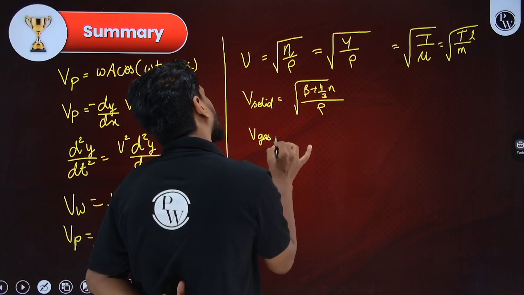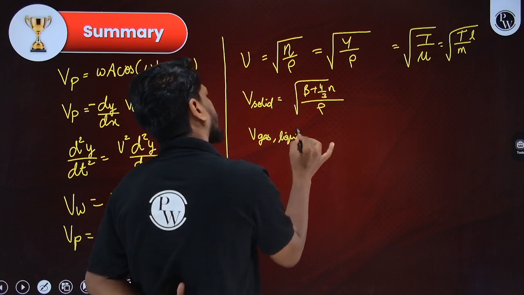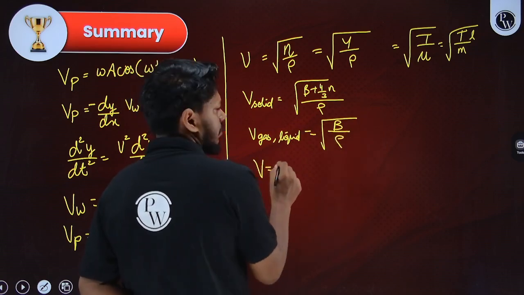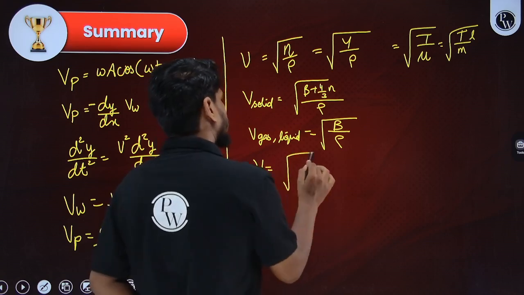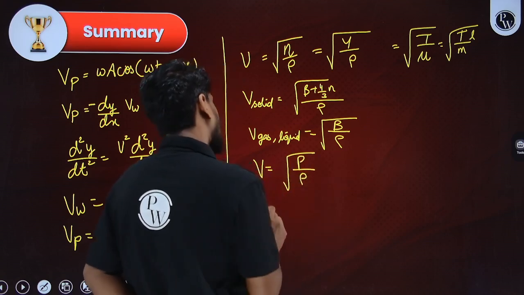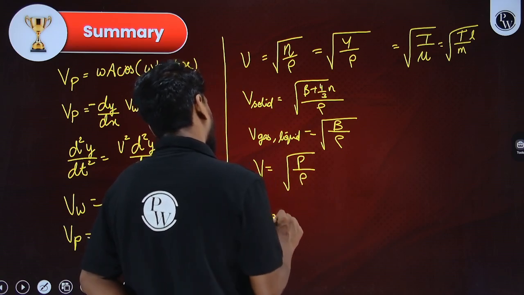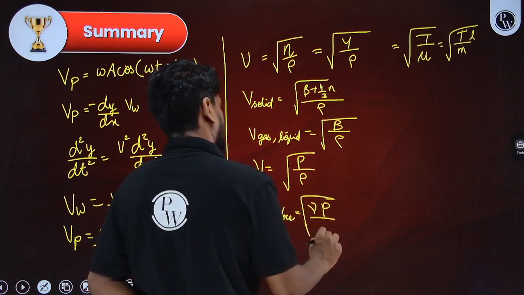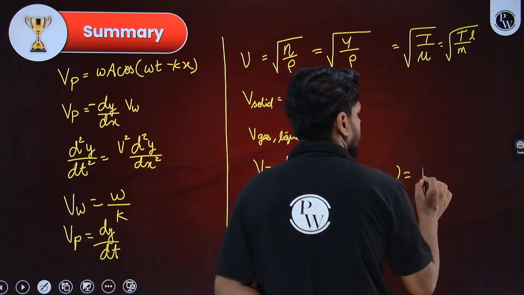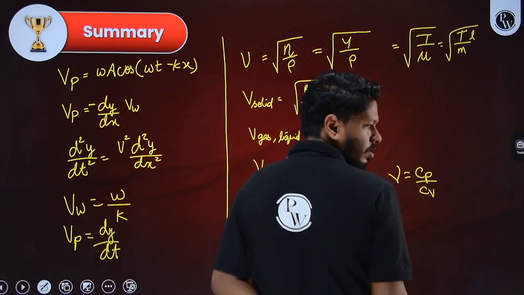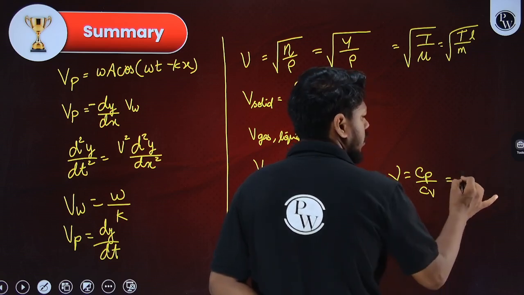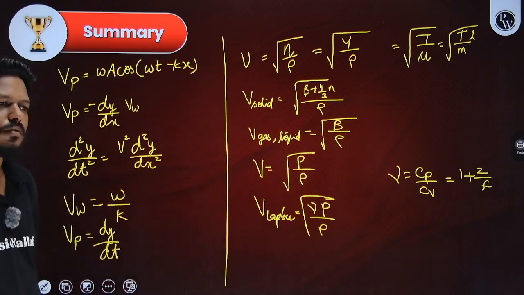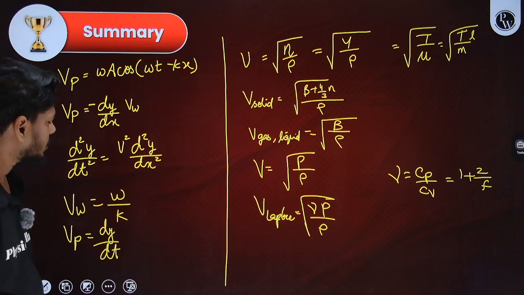Velocity in gas or liquid is beta divided by rho. Then this beta was replaced by pressure, so pressure divided by rho. Finally, we apply Laplace correction. Then the formula becomes this, where gamma is Cp by Cv. Or else in terms of degree of freedom, this is the formula. Okay. I hope you have understood this.